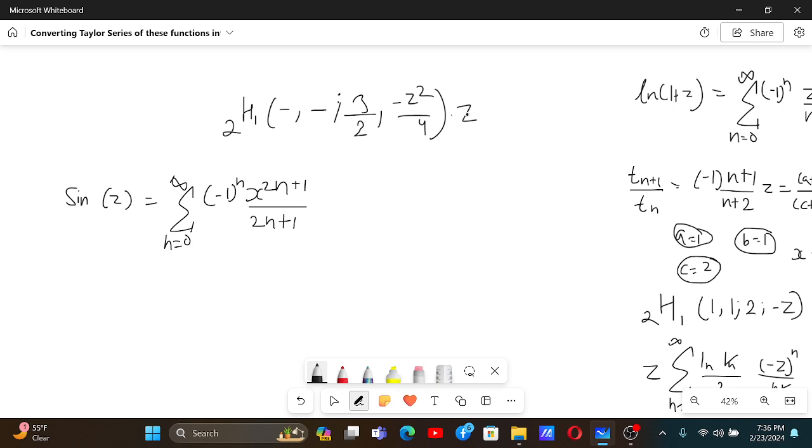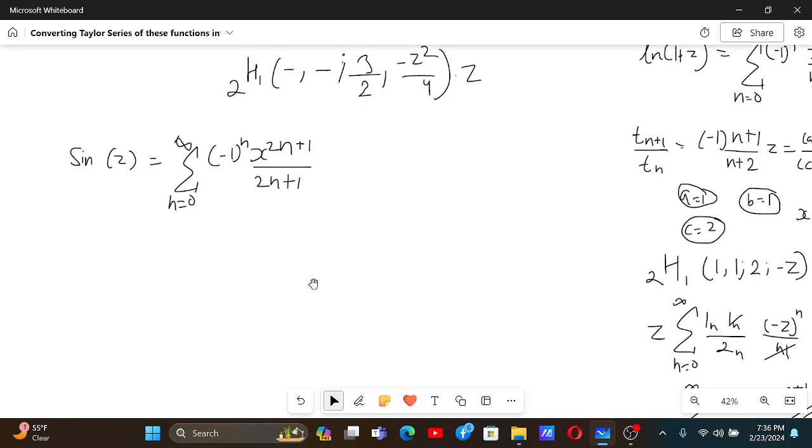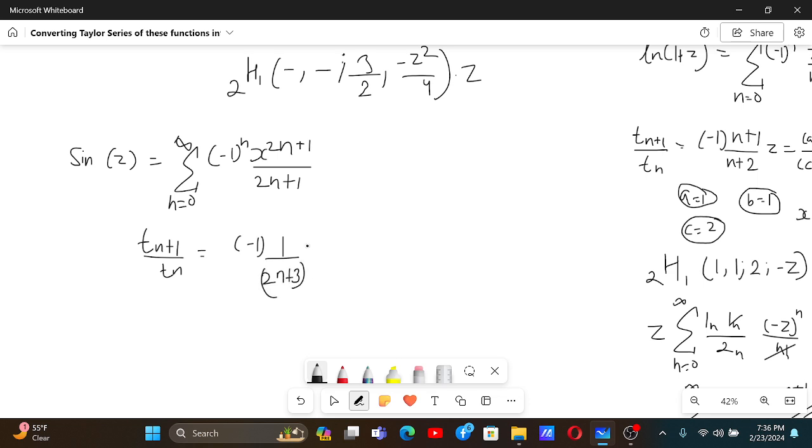So basically we will have this g over here at last. Now let's find the ratio t_(n+1) by t_n. Basically we get a minus 1, and then we get 1 by 2n plus 3 by 2n plus 1, and then x square. Now we need to equate this with a plus n, b plus n.